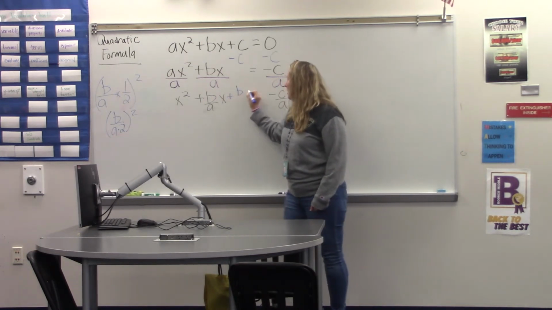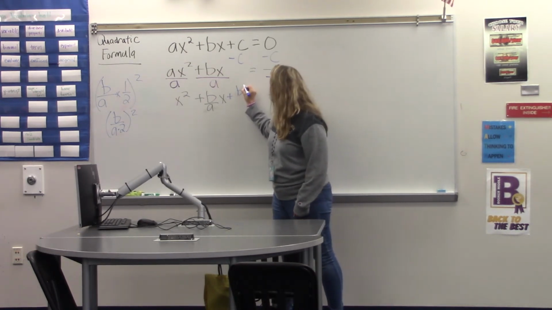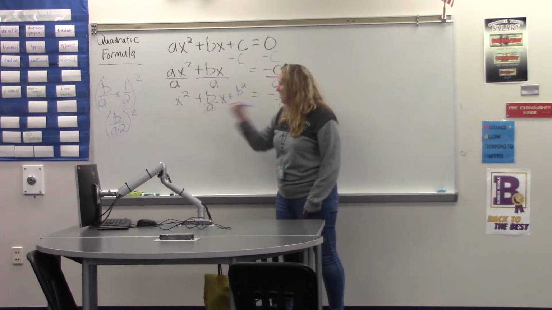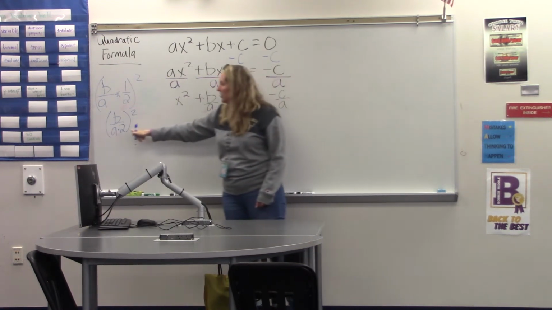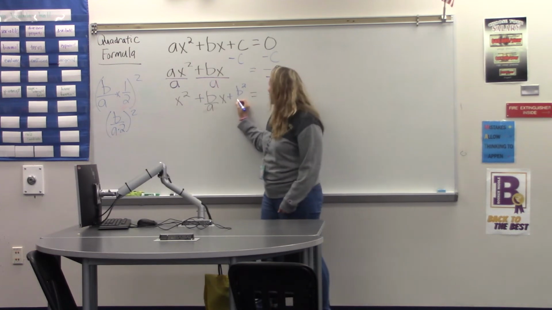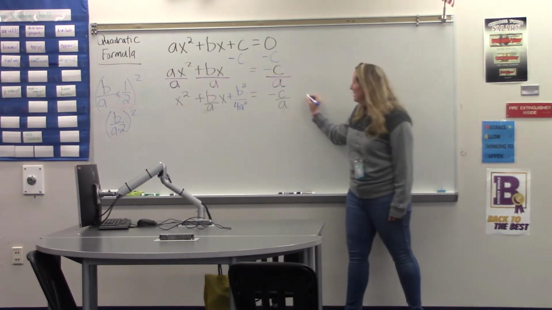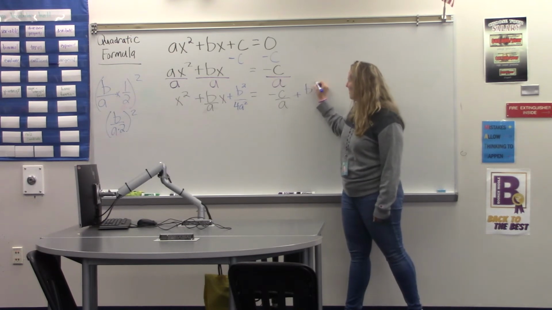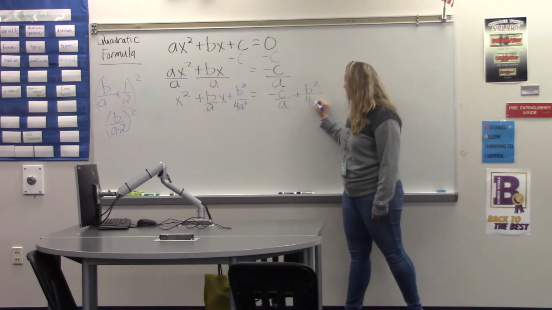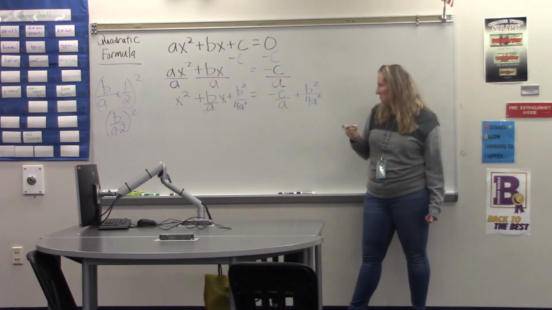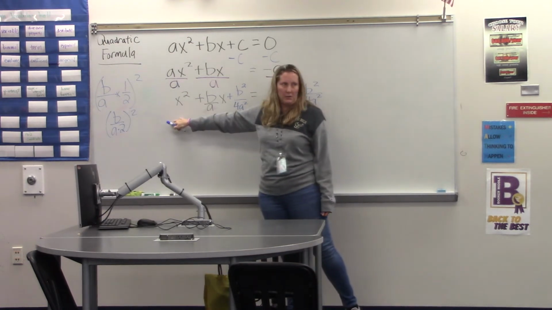All right, let's just write that here. So I've got plus b squared over, I'm going to go ahead and square that. Are you with me? So 2a squared, that's 4a squared. Are you with me? Yeah. Okay, so I also have to add that to both sides. B squared over 4a squared. Okay, nice. Now we can factor this piece.